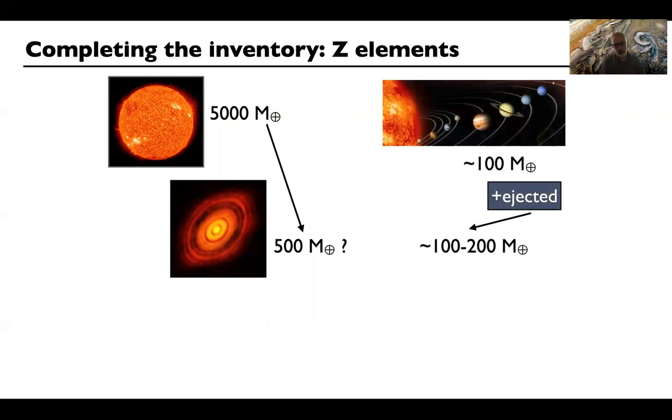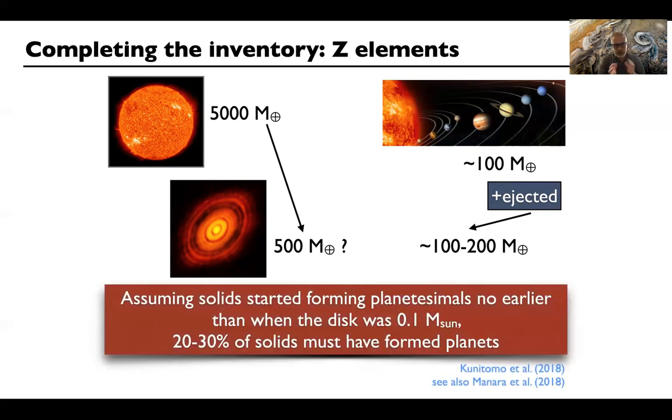So when we look at our solar system, we know that there's about 100 Earth masses in heavy elements. We're not counting hydrogen and helium. And then when we look at things that have been ejected, from the work of, for example, Andre Izidoro, we can estimate that about 100 to 200 Earth masses were present initially, and led to real planet formation. So assuming that solids started forming planetesimals no earlier than when the disk was 0.1 solar mass, it means that about 20 to 30% of solids must have formed planets. And most of these solids have either been ejected or are within the giant planets. So we need to pay special attention to those.